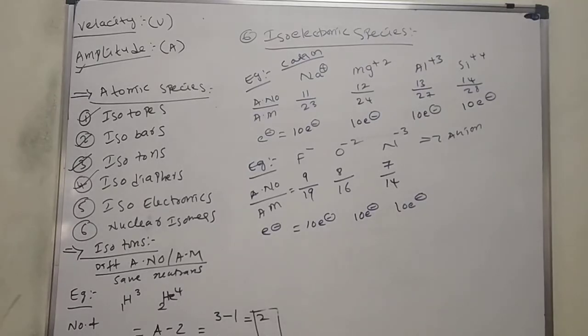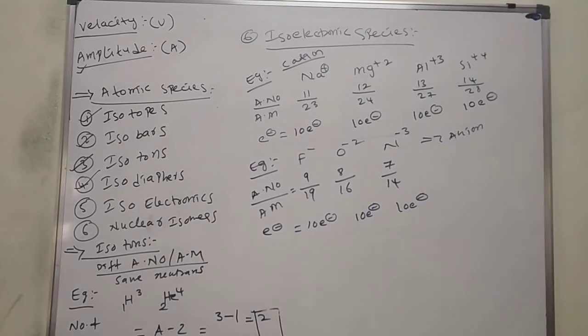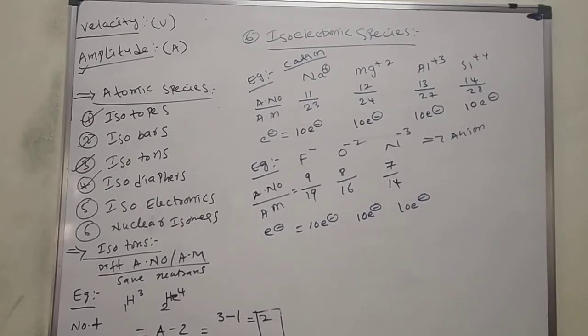Isoelectronic species. What are atomic species? So many atomic species are there: isotopes, isobars, isotones, isodiaphers, isoelectrons, nuclear isomers. Isotopes means species having the same atomic number but different atomic mass. Isobars and isotones we already discussed and defined with different examples, and I also gave the definitions.